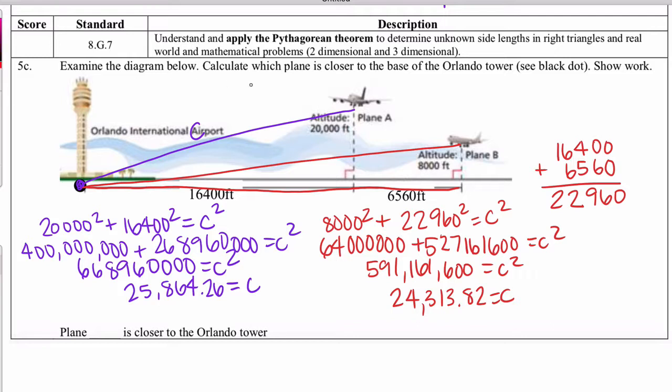So it asks me, remember, always reread the question. It asked me, calculate which plane is closer. Closer means less distance, and 24,000 is less than 25,000, so plane B is closer. Now again, that might not have been obvious to you. It looks like plane B is farther away, but this might be far off in the distance. So always trust the numbers you see rather than trusting the picture. So we use the picture to get us our numbers, but we calculate it.